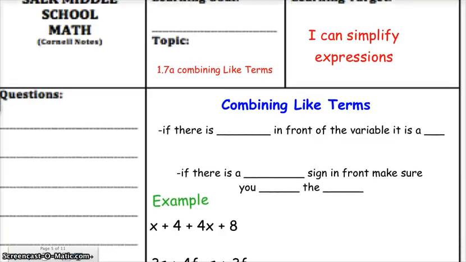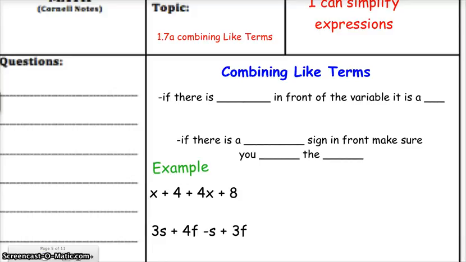All right, the reason why we need to be able to identify parts of an expression is to simplify, which was our learning target. You can simplify expressions. When we simplify, we need to know what like terms are, we need to know what constants are, and then we try to just combine everything we can.